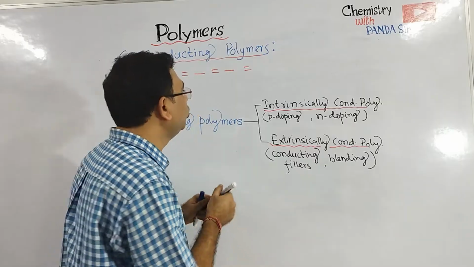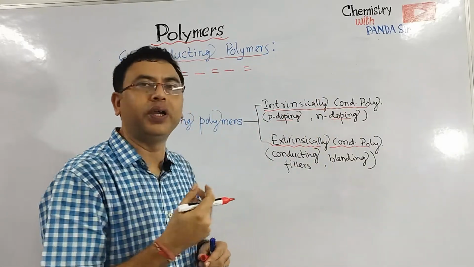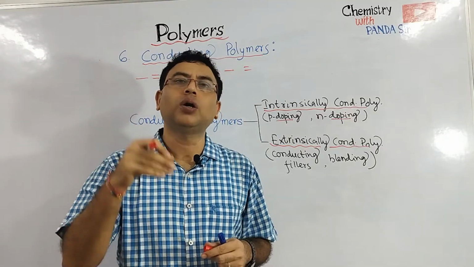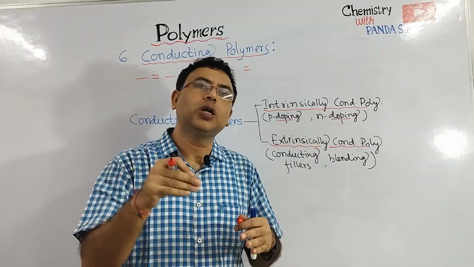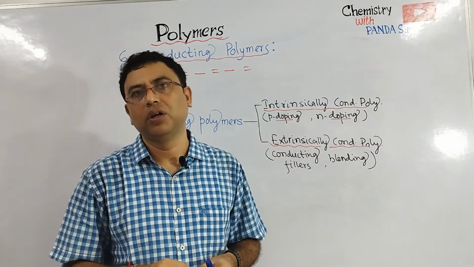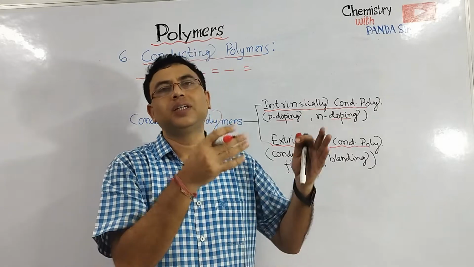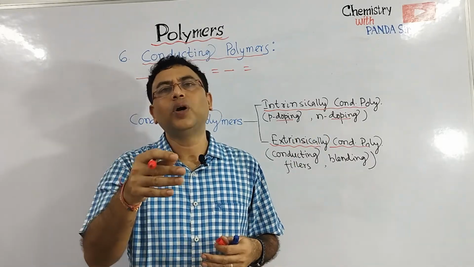You can see I have used the words p doping and n doping. What is doping? Doping means the presence of some foreign elements. So we will incorporate some foreign elements in the polymer chain, mostly either group 1 elements or group 17 elements. Why group 1 and group 17?